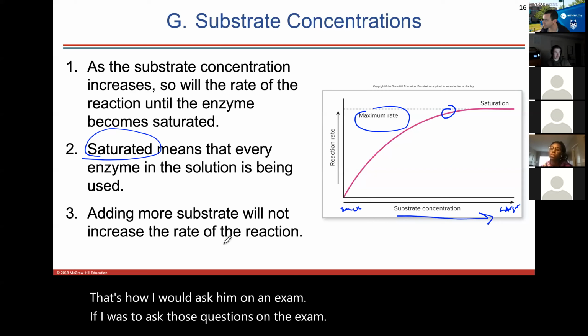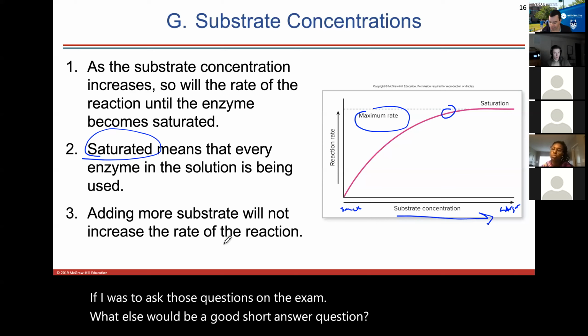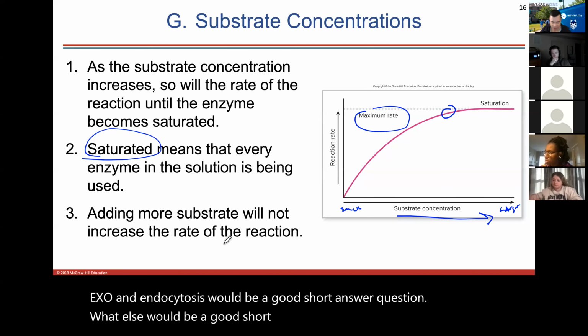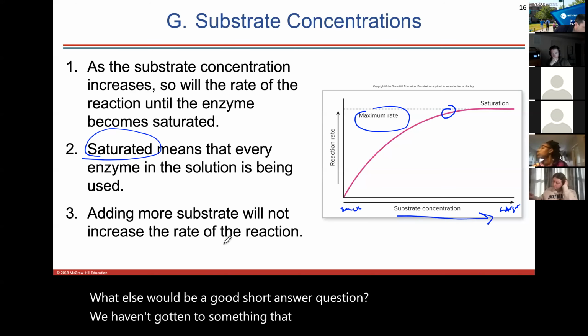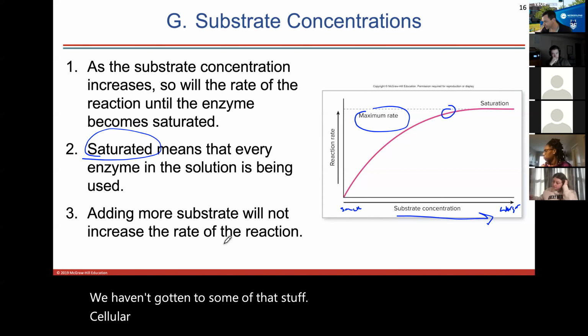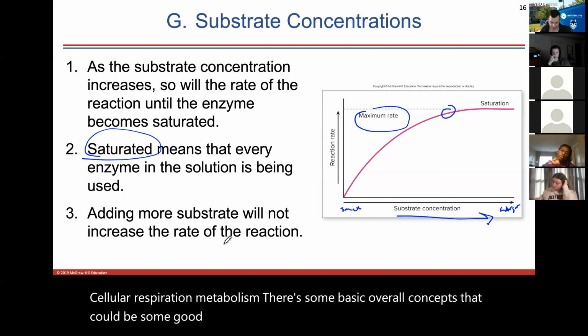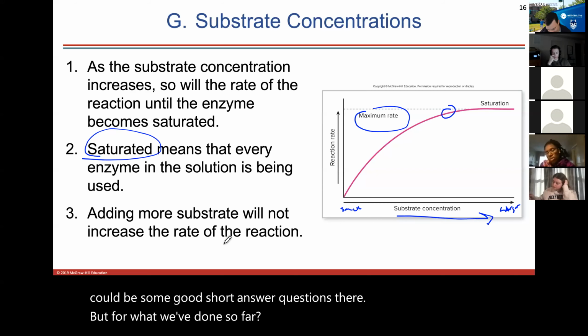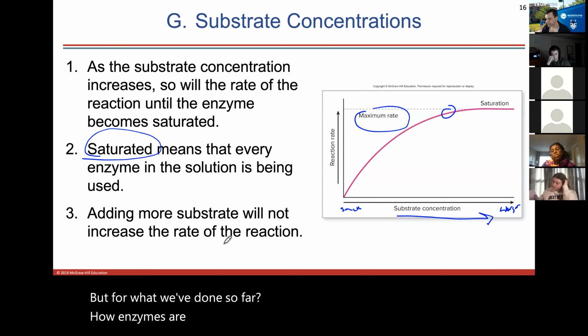What else would be a good short answer question? Exo and endocytosis would be a good short answer question. Okay. What else? Well, we haven't gotten to some of that stuff yet. Cellular respiration, metabolism. There are some basic overall concepts that could be good short answer questions there. But for what we've done so far, how enzymes are affected by temperature, pH, the amount.